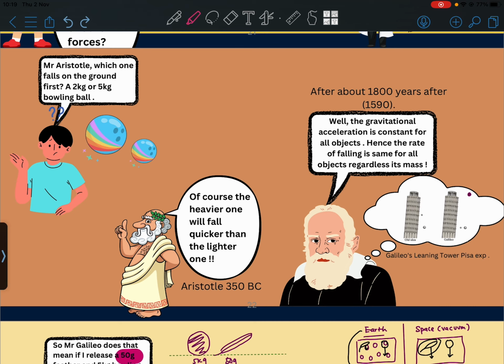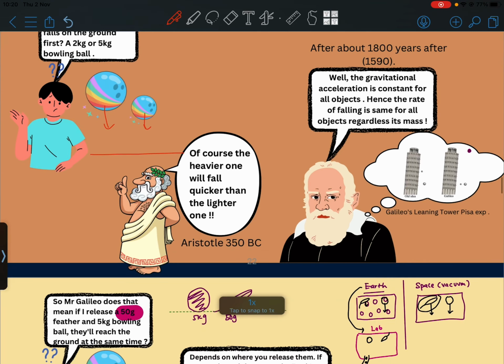All right, so that's the conclusion, which means the bowling balls will touch the ground at the same time. They will touch the ground at the same time when we release them at the same time, and at the same position too, from the higher position.